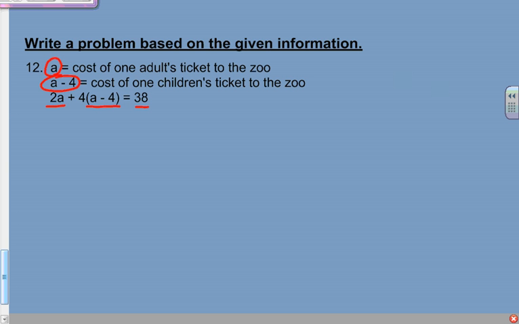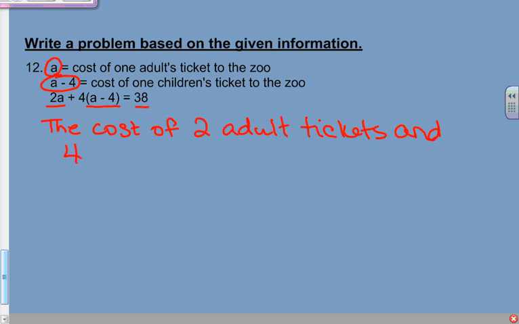So we're going to say, this is an example again, the cost of 2 adult tickets, and 4 children's tickets is 38.